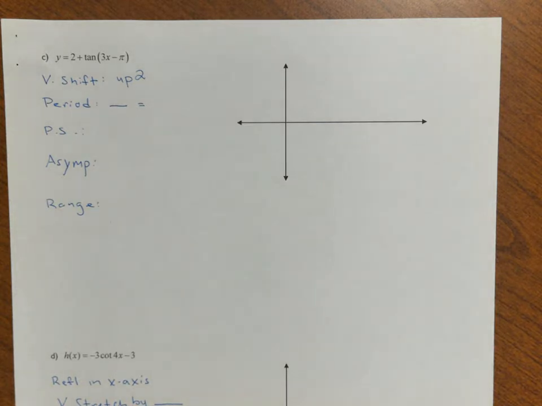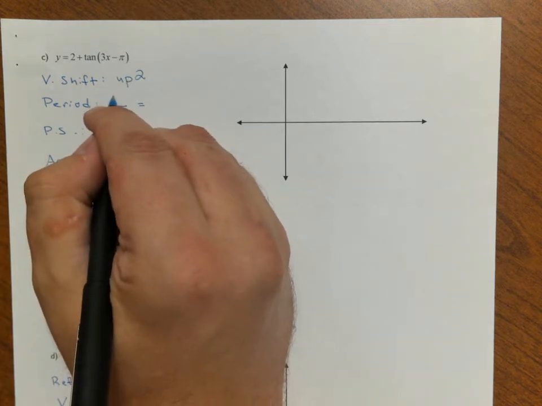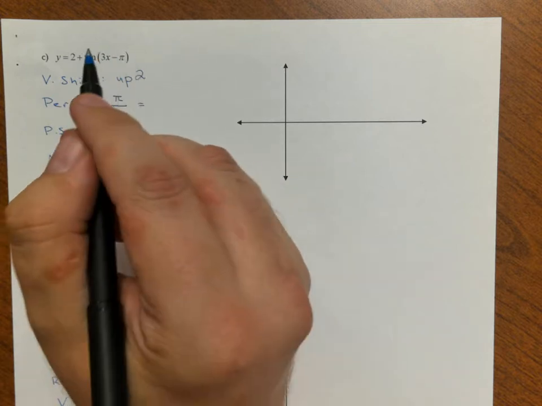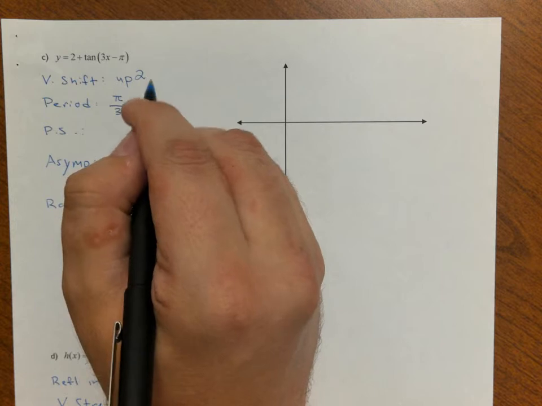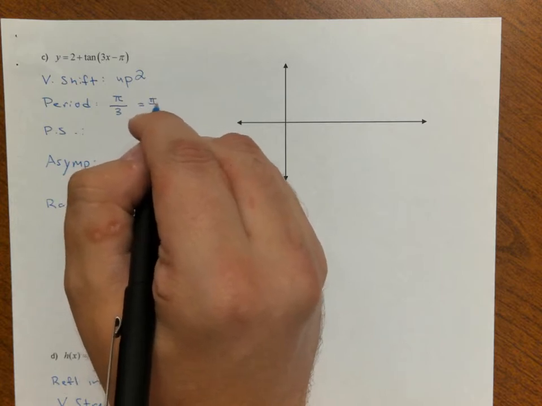Now, to find the period of a tangent function or a cotangent function, tangent and cotangent naturally do not have a period of 2 pi. They have a period of only pi. So again, I will take the natural period, pi, and divide it by b. So I take pi and divide it by 3, so that will just be my period, pi over 3.